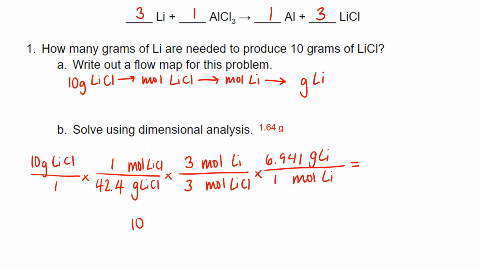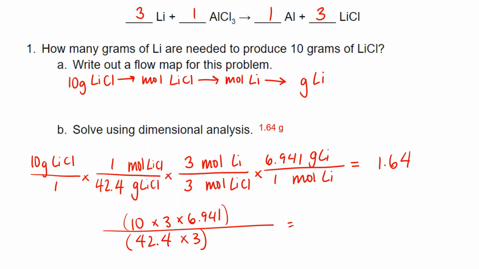So in order to solve this, we multiply everything on top together. So 10 times 3 times 6.941. And we're going to divide that by everything on bottom. So I'm going to multiply 42.4 times 3. And then the answer we get here is 1.64 grams of lithium. So at the heart of this, we're still doing that mole-mole stoichiometry conversion.